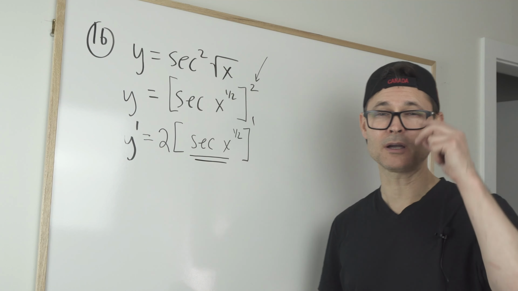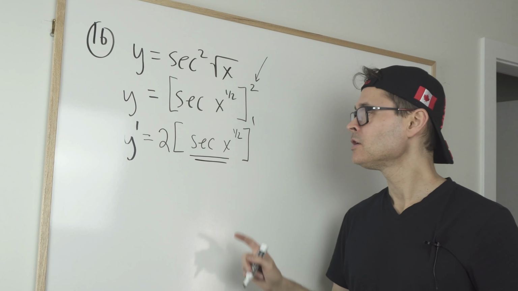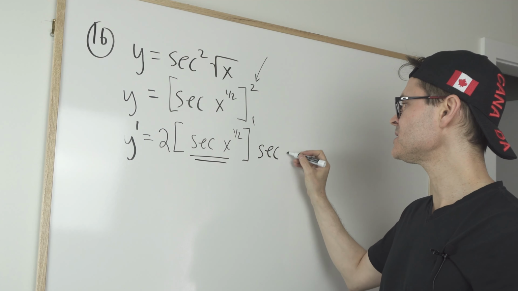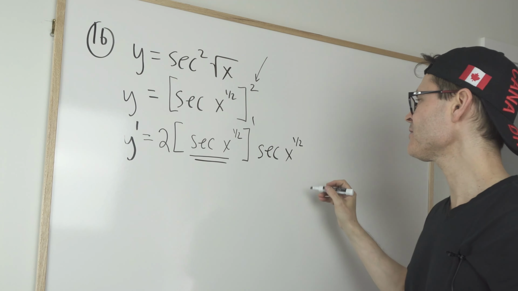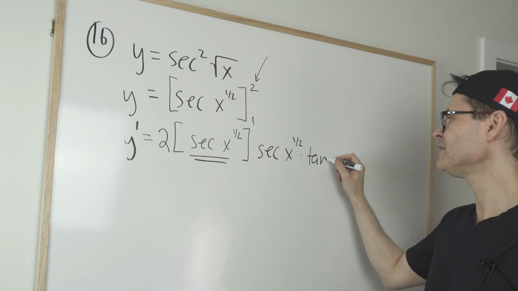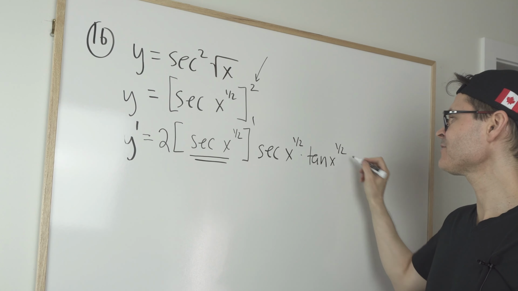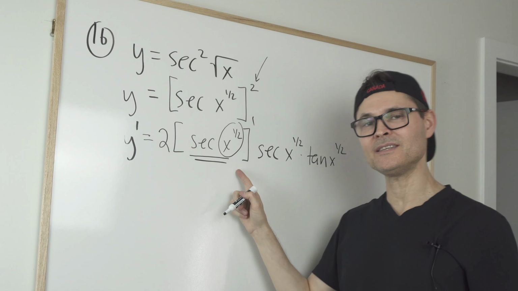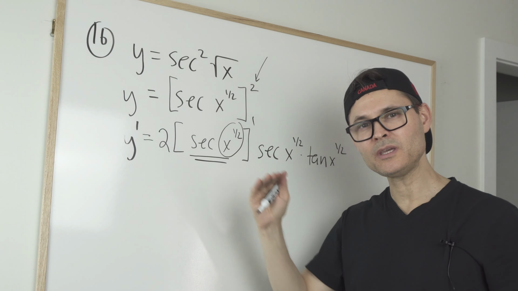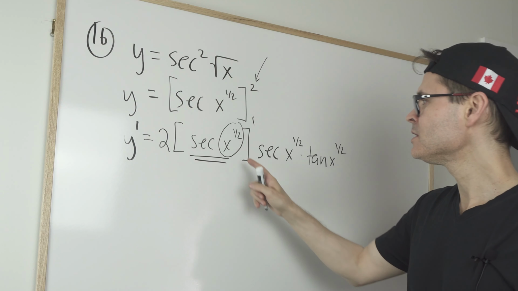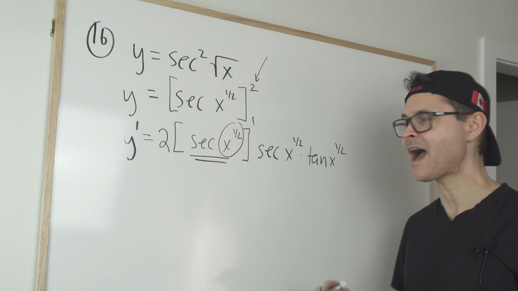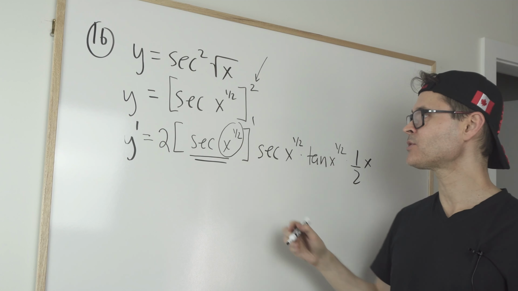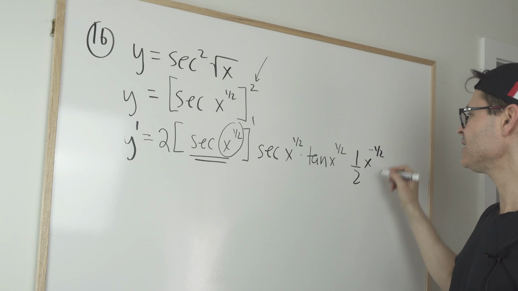Oh my gosh, we got a lot going on here. We got a double chain. So look, the derivative of secant is secant tan. So the secant of x to the half times the tan of x to the half. But we're not done. Look, we still have this inside function. So we're really going down the rabbit hole. I've got to take the derivative of x to the half. Well, that's going to be 1/2 x. I got to subtract 1 from a half, which leaves me negative a half.